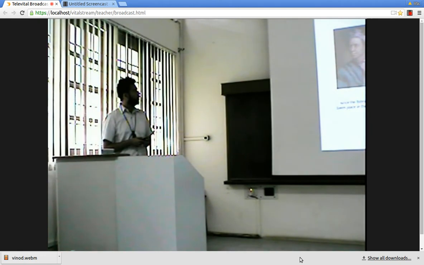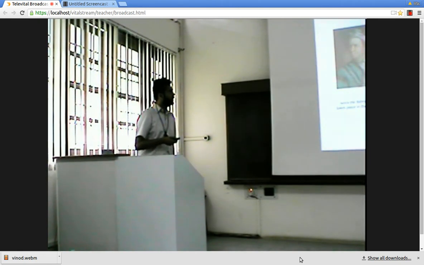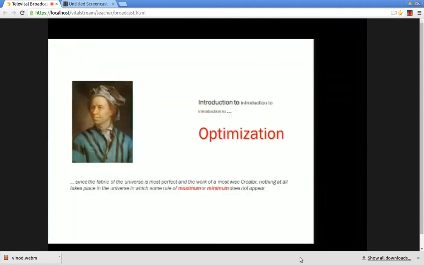So here is a quote and here is a picture. I'll let you read the quote. But does anyone know who this person is, and who was Euler? He's a mathematician, right? If you know the famous formula e to the i pi plus 1 is 0, this was the guy who invented it. He says, since the fabric of the universe is most perfect and the work of a most wise creator, nothing at all takes place in the universe without some rule of maximum or minimum. That is how much importance he places on optimizing things. And that's what we'll talk about today. This is Euler, as someone correctly pointed out.